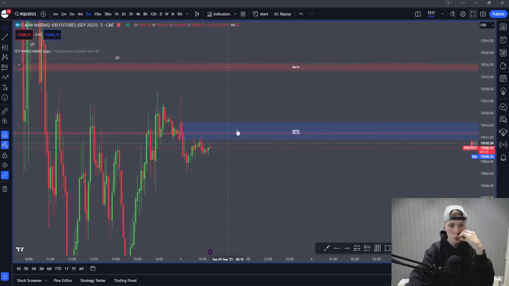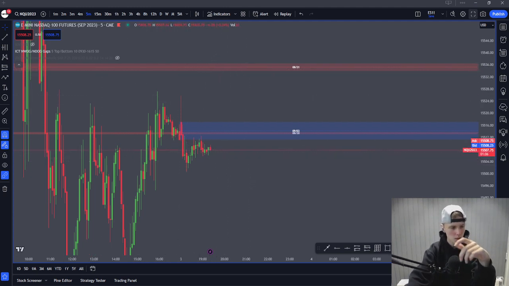But I only use new week opening gaps for NQ. I don't use new day opening gaps. But that is the opening range, or opening price range, new day opening gaps and new week opening gaps.